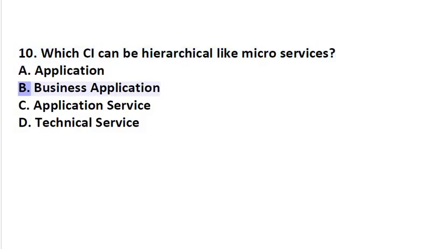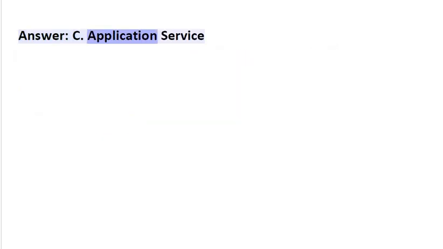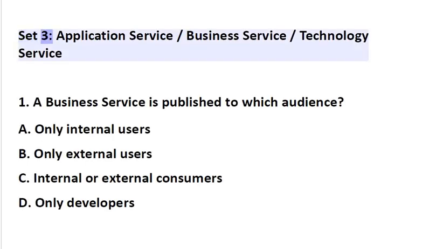10. Which CI can be hierarchical like microservices? A. Application, B. Business application, C. Application service, D. Technical service. Answer: C. Application service.